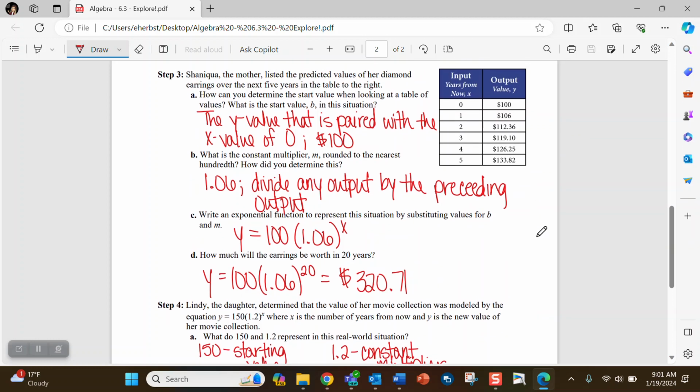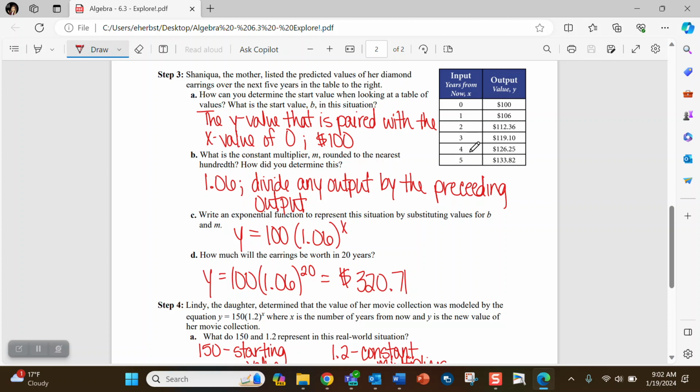Next, we're asked what's the constant multiplier rounded to the nearest hundredth. So here, that's determined by taking any output value and dividing any output value by its preceding output value. And remember that in the climb the ladder activity yesterday, they have to be consecutive. So if this table were to have jumped from like 1 to 3, then we would not have been able to do 119.10 divided by 106. Has to be consecutive.